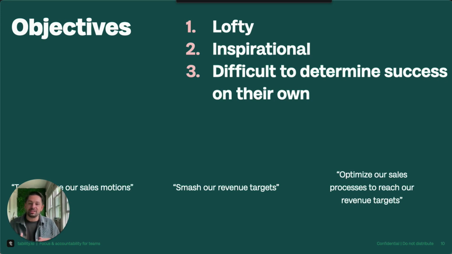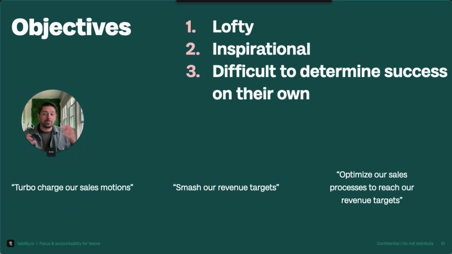So instead of just saying get more sales, we want to say things like turbocharge our sales motion, smash our revenue targets, or if you're a little bit more corporate and you want to keep the language a little bit clearer, optimize our sales process to reach our revenue targets. All of these, at the end of the day, are not measurable. We would want to have multiple different ways of measuring our progress, and that's where our key results are going to come in.